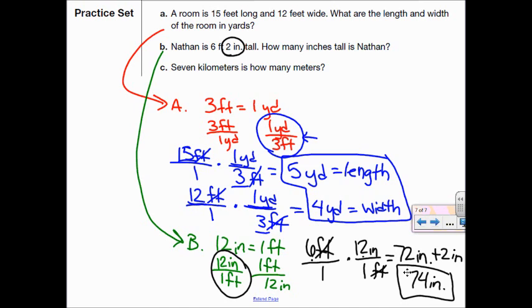And then in C, it says how many meters, 7 kilometers is how many meters. So to start with, we write our conversion that 1,000 meters equals 1 kilometer. And then we can have the fraction 1,000 meters per 1 kilometer, or 1 kilometer per 1,000 meters.